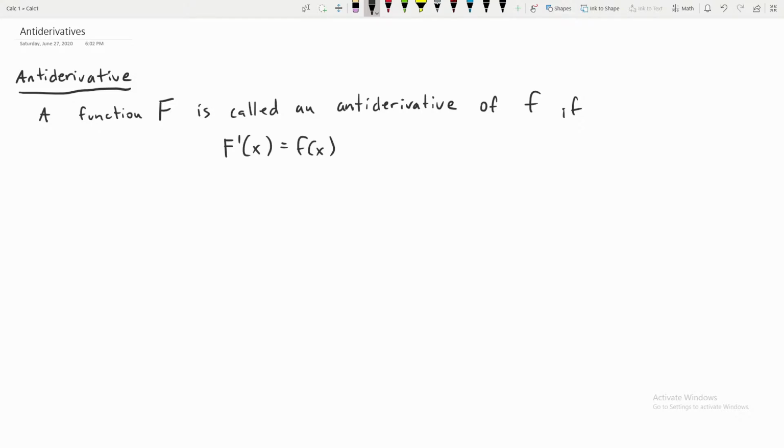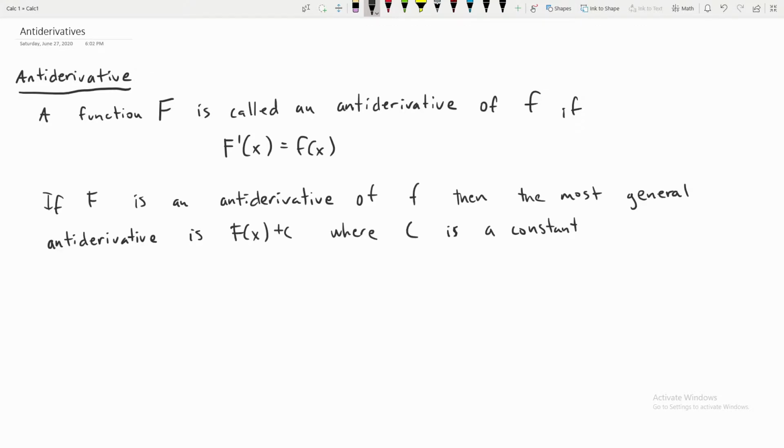A function capital F is called the antiderivative of f, lowercase f, if the derivative of capital F is equal to f of x. And if F is an antiderivative of f, then we say that the most general antiderivative is capital F of x plus c. We include this c, and it's basically a constant. If that doesn't make any sense to you yet, I'm going to try to break it down.